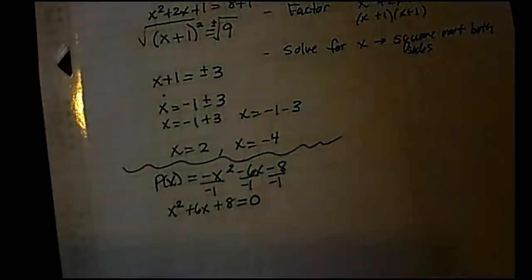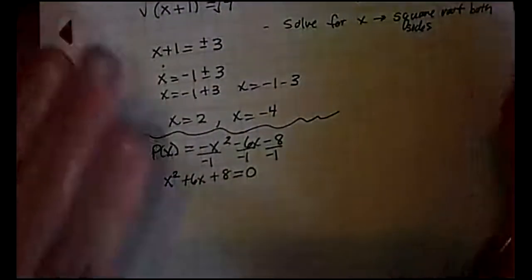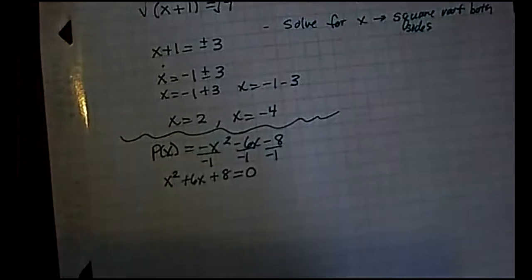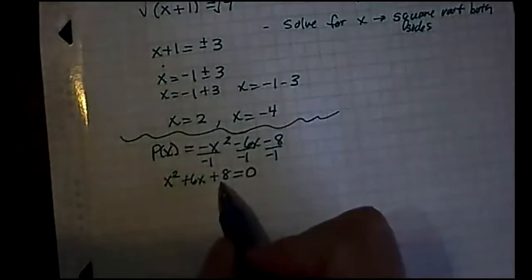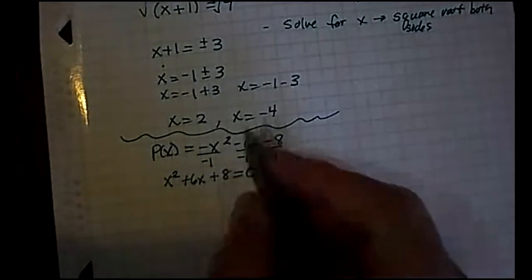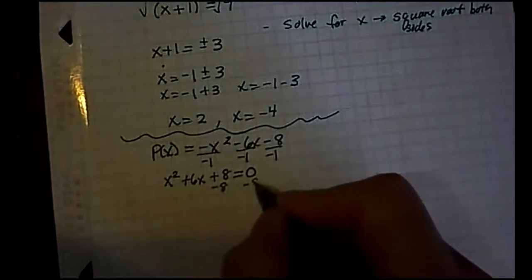All right, so first thing we're going to do is, since we've already done the a over c, this is a 1 now, which is really nice. I don't have to do anything here. We're going to get rid of this, so we're going to subtract 8 from both sides.